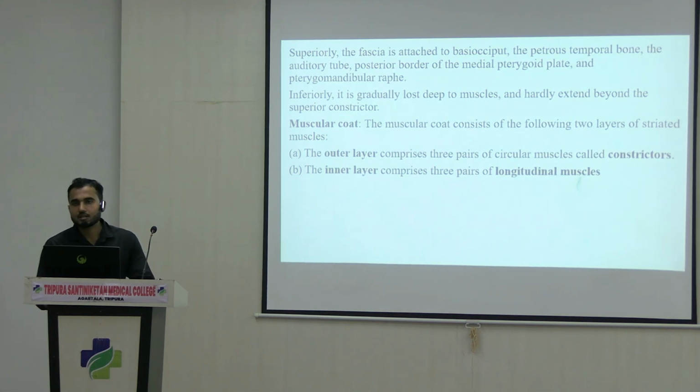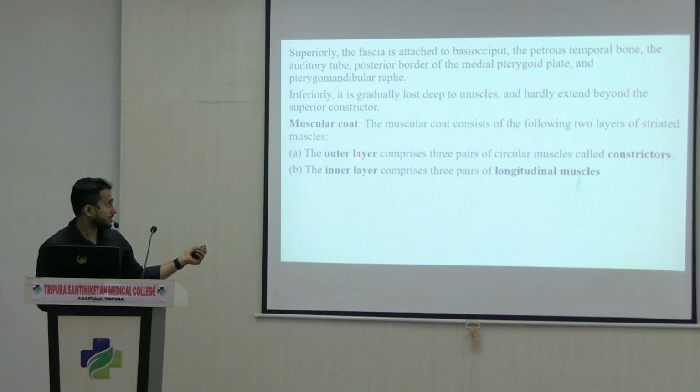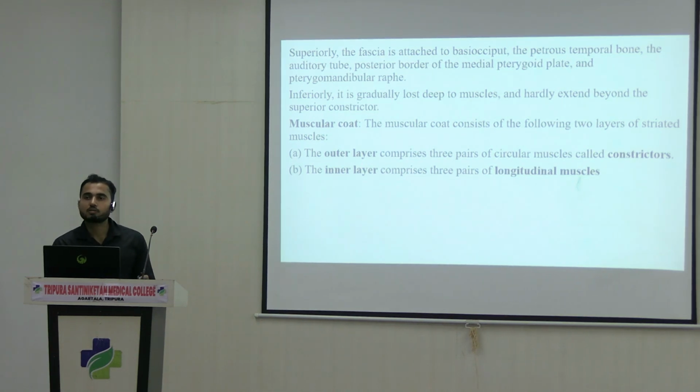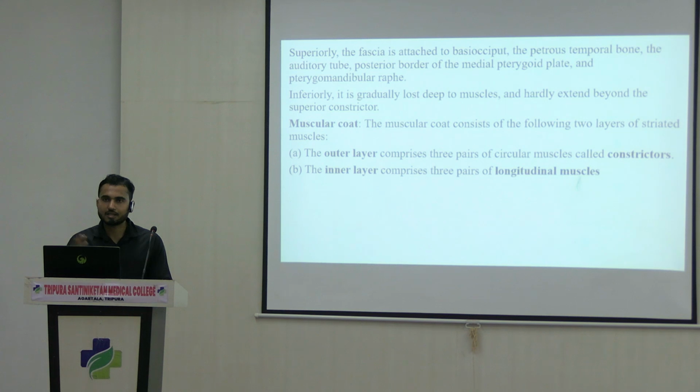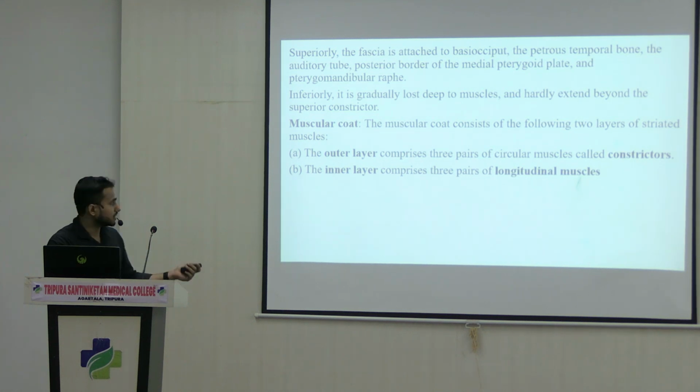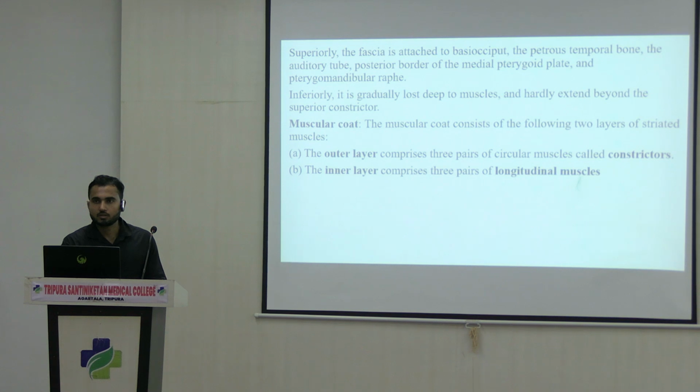Okay. Next is the muscular coat. Here you can see the muscular coat. In the muscular coat, how it is arranged in the case of the pharynx, as I said, two sets of muscles are there, internal and external. So the outer layer, here you can see three pairs of circular muscles, and these are called constrictor muscles. So the muscles in the pharynx, how are they arranged?